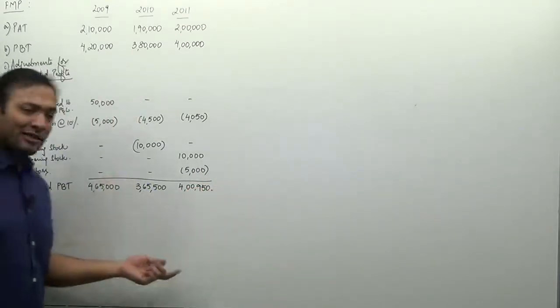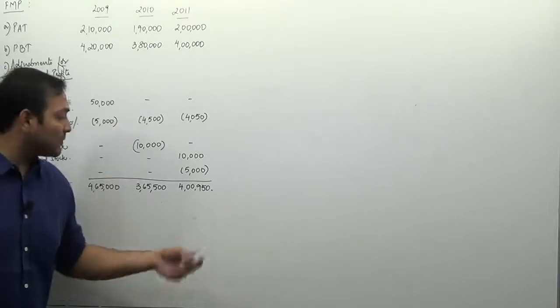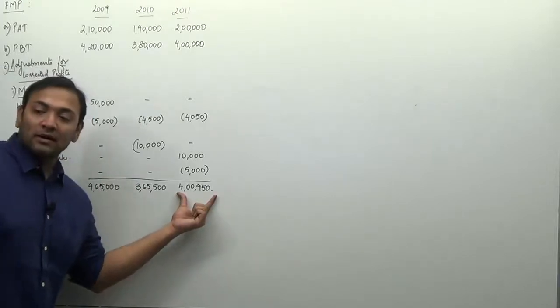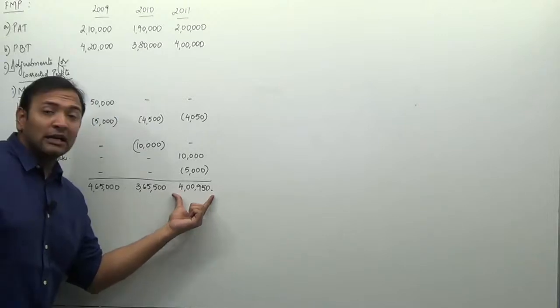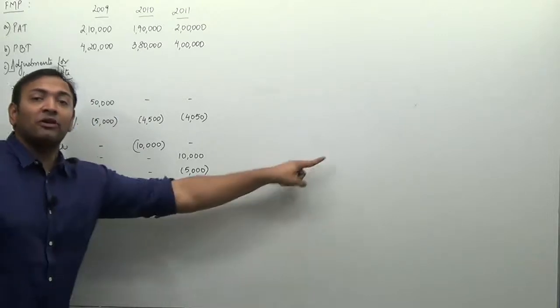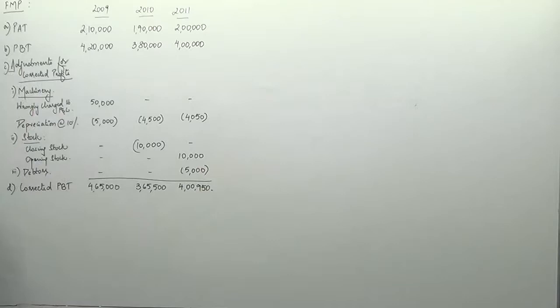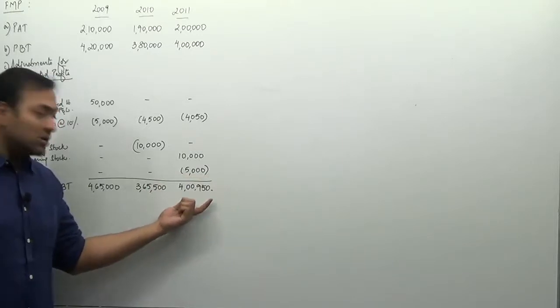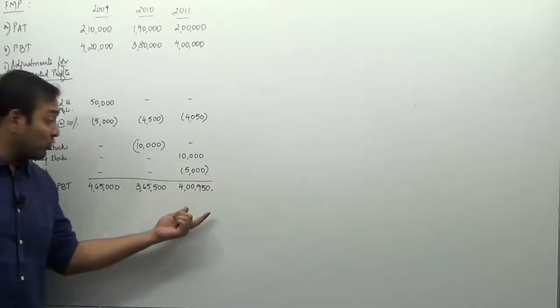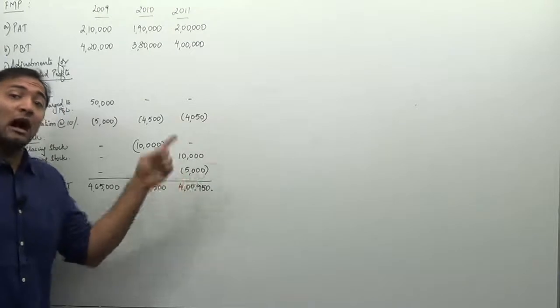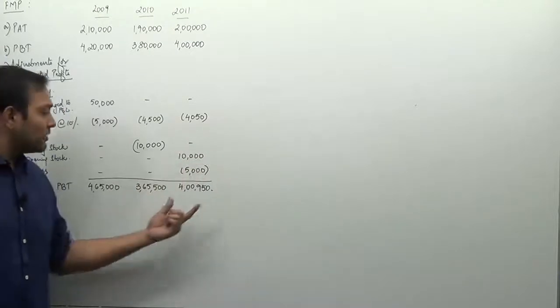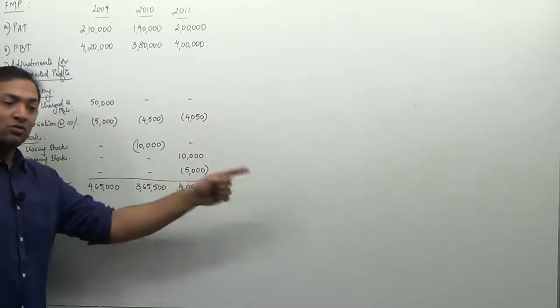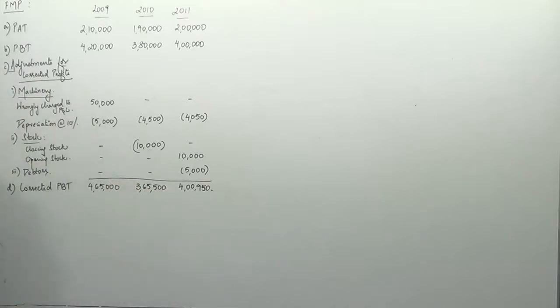Why did I calculate all this? Why corrected profits and FMP separately? Because I need this part. This part is current year profit. Current year profit, we'll use it in finding out the average capital employed. We find out closing capital employed minus half of current year profits. Guys, this is PBT. You can't take half of this. We need to take half of profits after tax. A 50% tax rate is there. So basically 1/4 of this value. Anyway, that is later on.